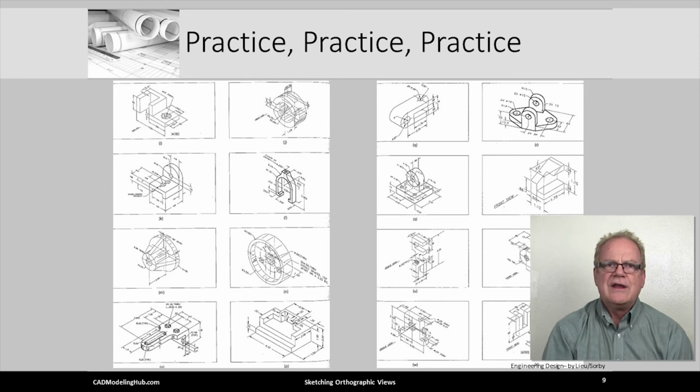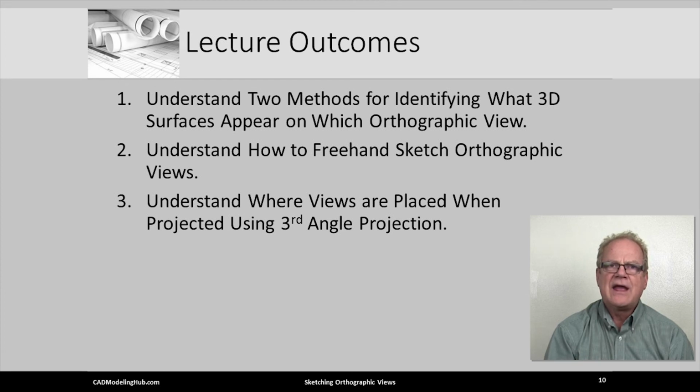Let's review what you should now be able to discuss. You should be able to look at an object or its pictorial image and describe how to identify what surfaces are projected to the front, right, and top orthographic planes. You should understand how to do freehand orthographic sketching of 3D objects, including the use of graph paper. You should understand how third-angle orthographic projection is used in the placement of standard front, right, and top orthographic views.